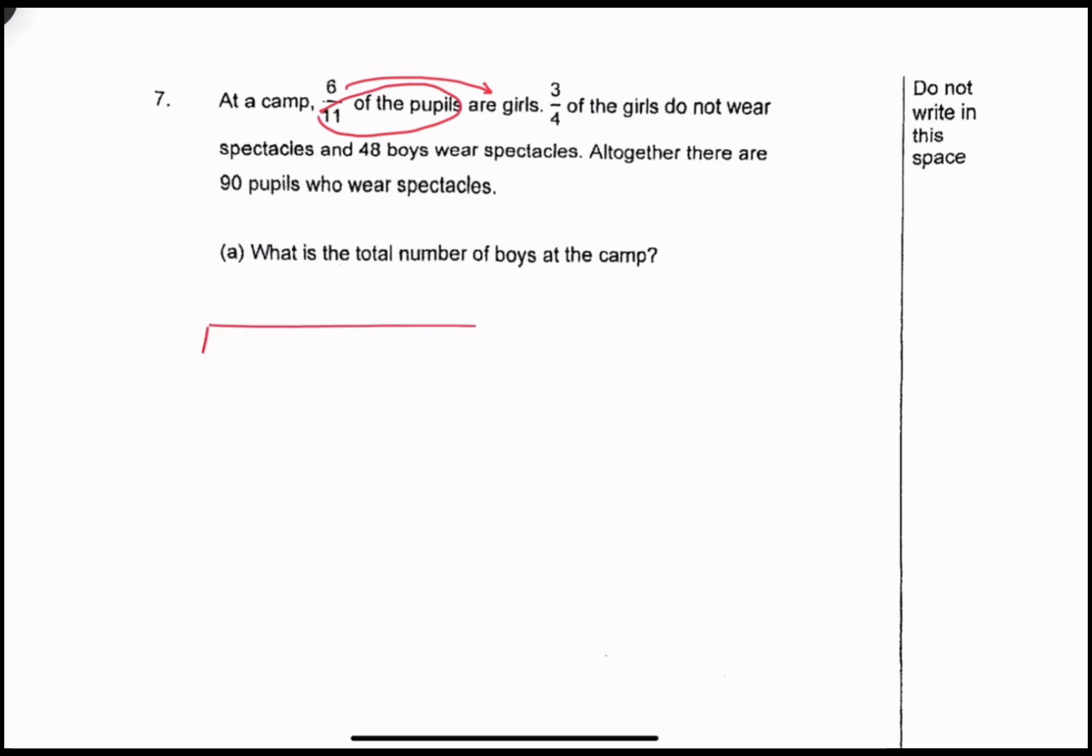Let's draw 11 units. 1, 2, 3, 4, 5, 6, 7, 8, 9, 10, 11. So 11, 2, 4, 6. These are girls. These are boys. Next, and they are saying that 3/4 of the girls do not wear spectacles. The girls have to split into 4 units. 3 of them do not wear spectacles.